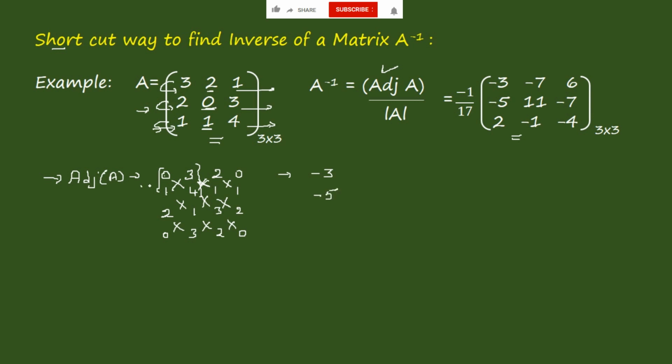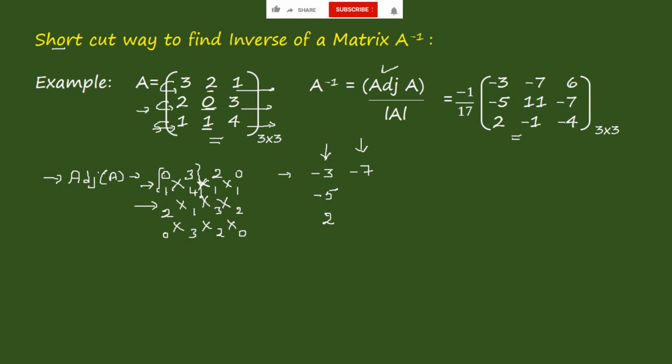Multiplying in this particular row form, and you'd be writing in the column form. Then 2 minus 0. So it becomes 2. Then again this one. This row becomes this column. So it becomes 1 minus 8. So it becomes minus 7.